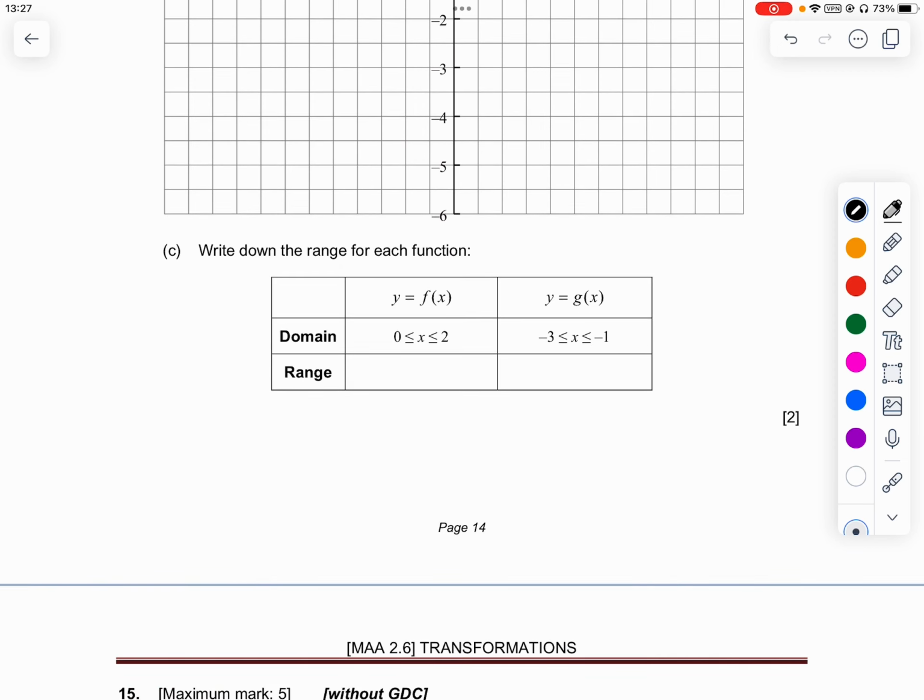Write down the domain and range. So f of x domain is given and g of x domain is also given. What's going to be the range? Range of f of x, what we got for it out was 1 to 5. And whereas for this one was minus 1 to 3.